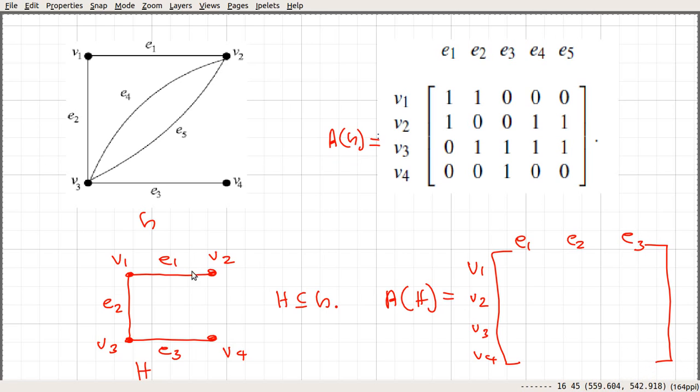Here E1 is incident on V1 and V2, so we have two ones here and the remaining 0. E2 is incident with V1 and V3, so we have a 1 here, 0 here, 1 here, 0 here, and E3 is incident with V3 and V4, so we have two ones here and the remaining 0. So this is going to be our incident matrix for this subgraph H.